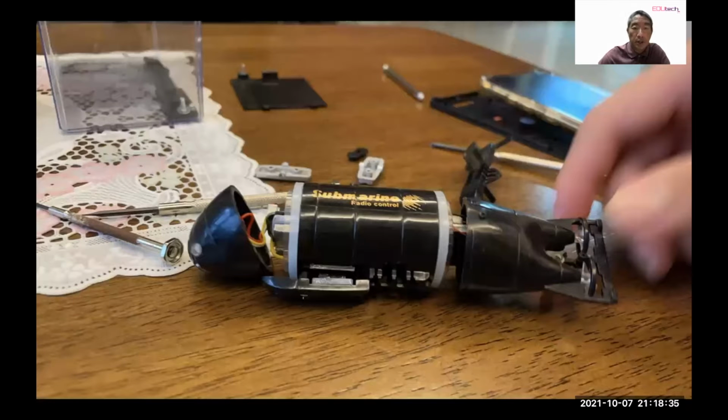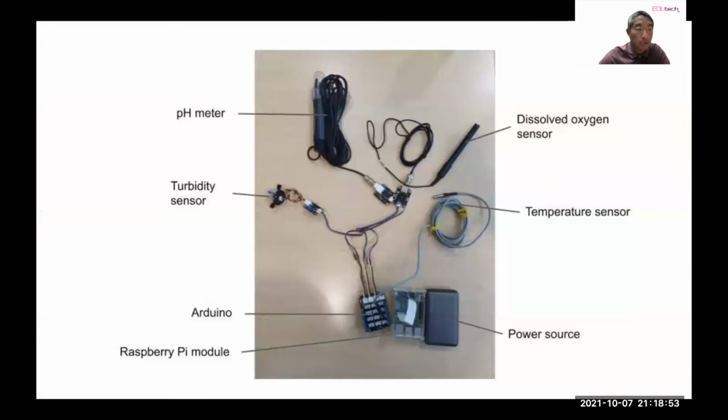Their first iteration was to take apart a robot submarine with the intention of hacking it, such that it could be used with sensors to take readings from around the pond. However, we soon found out that the components of the submarine were not very hackable. We therefore decided to custom design our own kit.